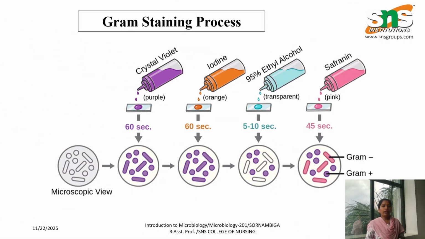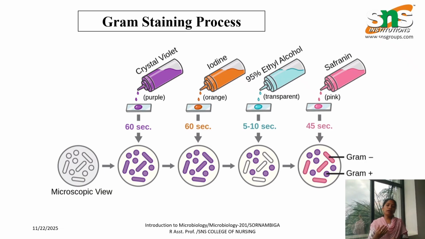Here is the gram staining process. First we add crystal violet for the identification of bacteria, for one minute. After that we wash with water, then add iodine solution. Iodine is an orange colored solution. After one minute we wash with water.